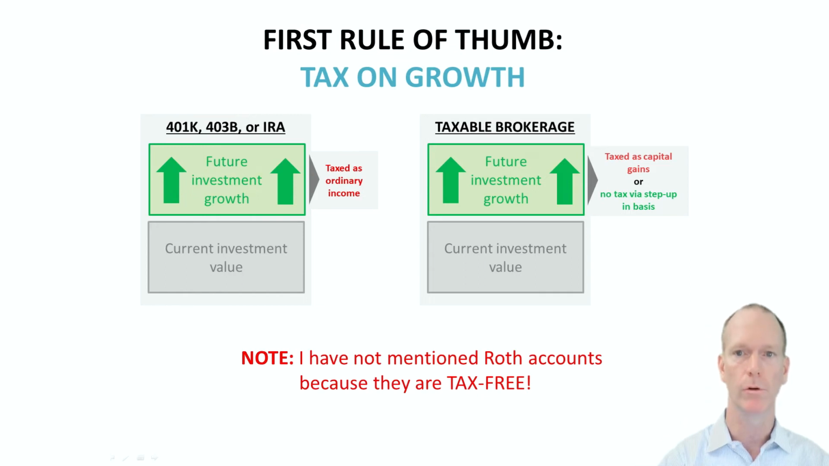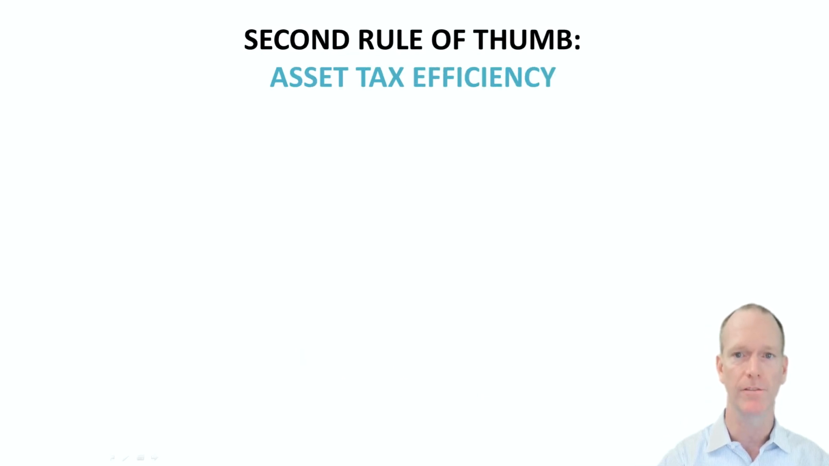Now on to the second rule of thumb, and that has to do with asset tax efficiency. That is, how efficient is it to hold certain assets in the different types of accounts that we have? In order to think about this, let's consider a few different examples.